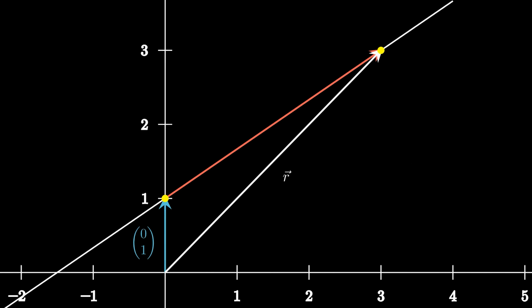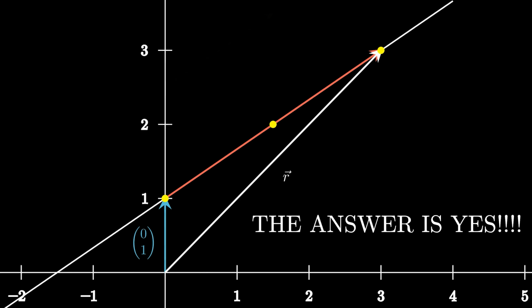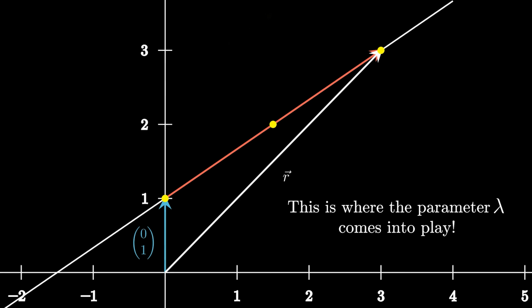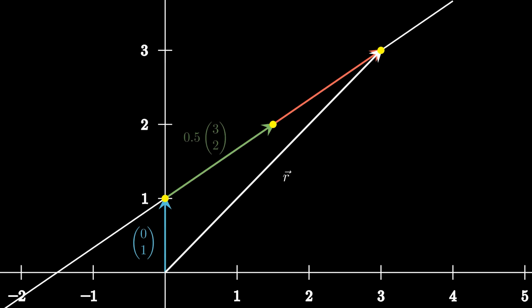What if we wanted to reach other points, say the one in the middle of the ones we already have? We could do this with a shorter vector, but do we have one? The answer is yes. This is where the parameter lambda comes into play. Recall that multiplying a vector by a scalar just stretches or contracts the vector it's applied to. To reach the point on the screen, we just need to contract the direction vector by a factor of 0.5.